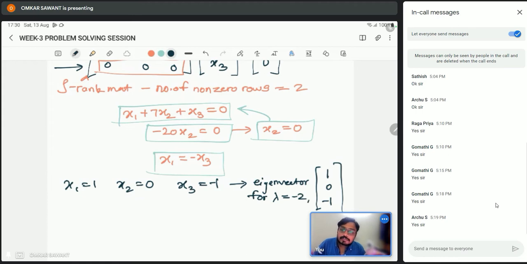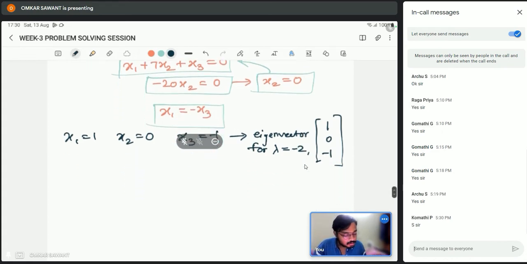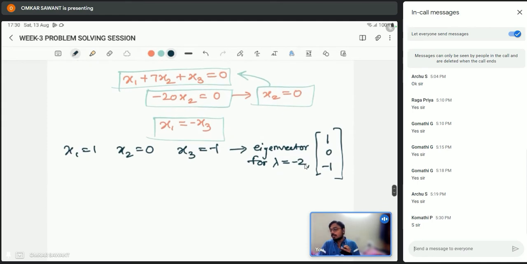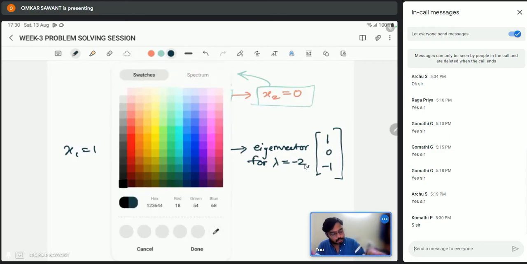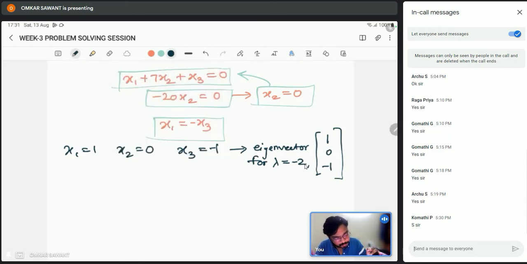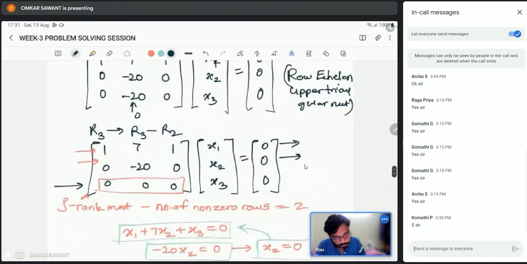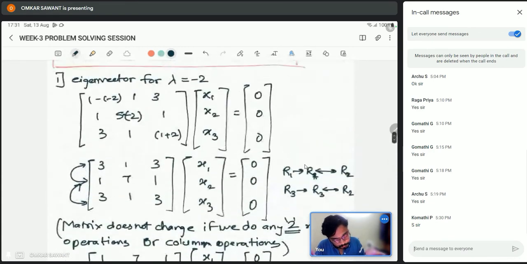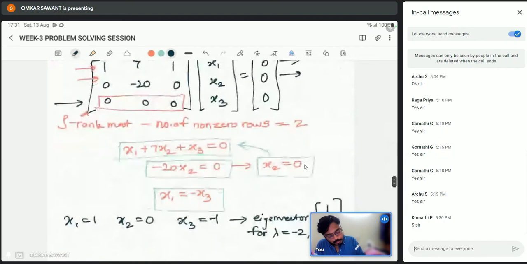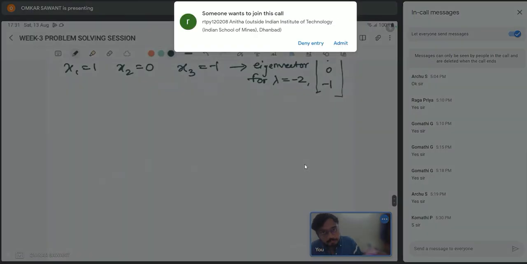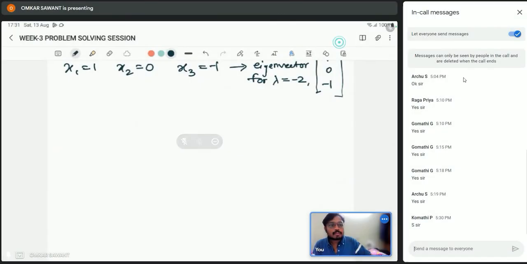Are you getting it? Hello, everyone? Are you following that? Please, similarly, you calculate the eigenvector for 3 and 6. I'm calculating simultaneously, but you also calculate and tell me the answer. You calculate the eigenvector for 3 and 6.